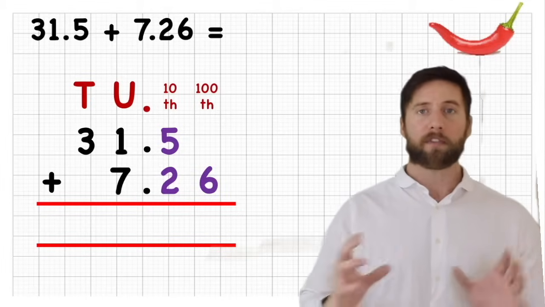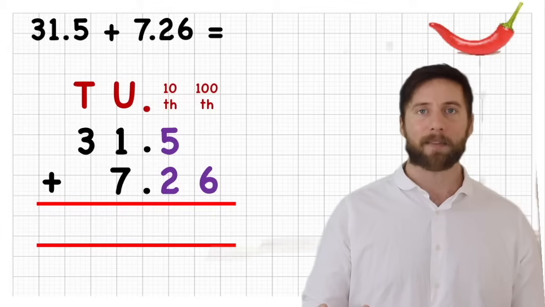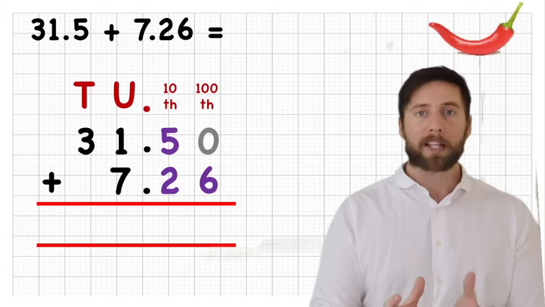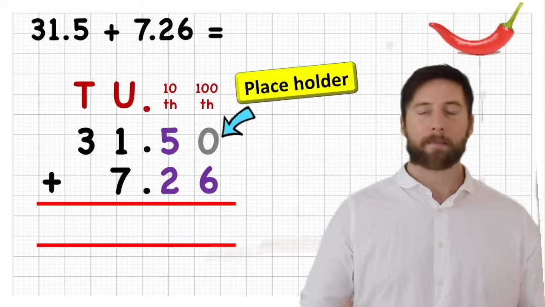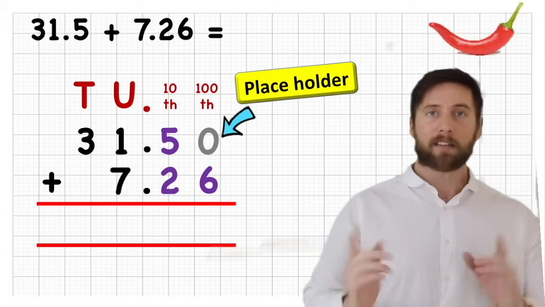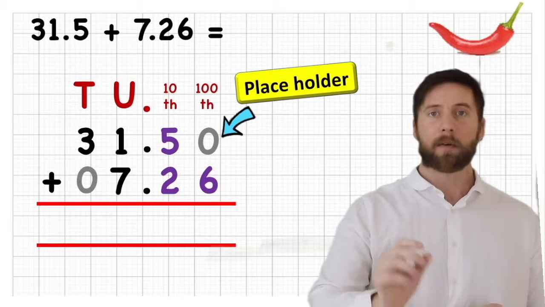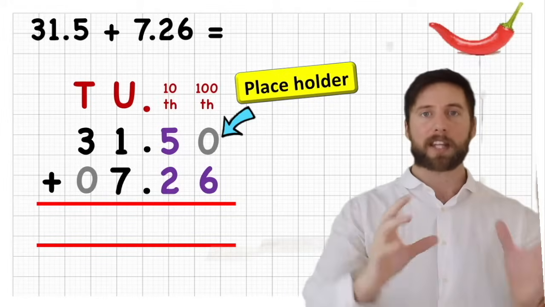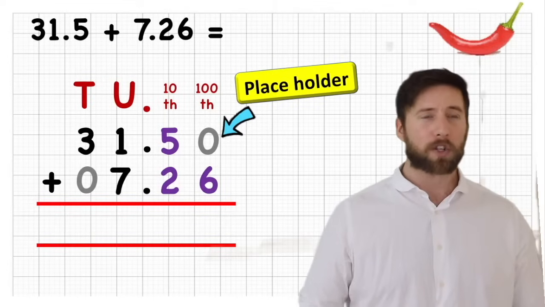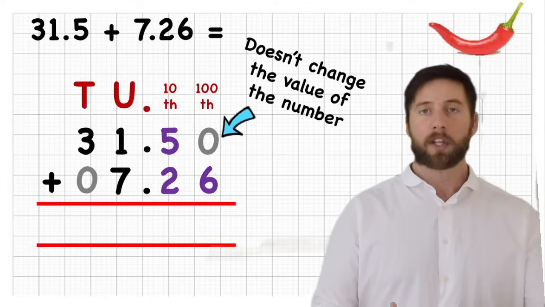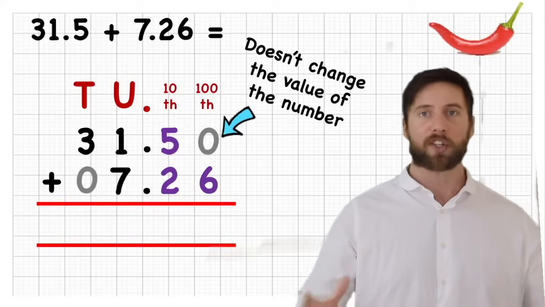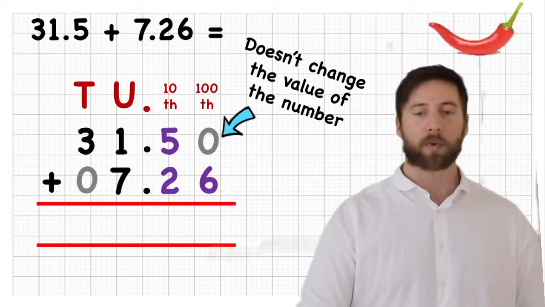31.5 holds the same value and is exactly the same as saying 31.50. That 0 doesn't change the value of the number, but it's called a placeholder. We can put it there so that we can have the same amount of digits in both of our numbers. So I've got 31.50 add, you guessed it, 07.26. Now I've got the same amount of digits in both of my numbers. It's really important to understand what these placeholders are because we're not just putting a random number in there, we're putting a 0, something that doesn't hold any value. Adding a 0 to the beginning or end of a number doesn't change it at all. So that's really important to understand.